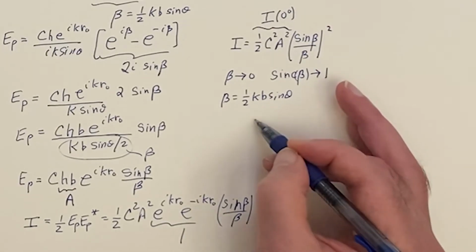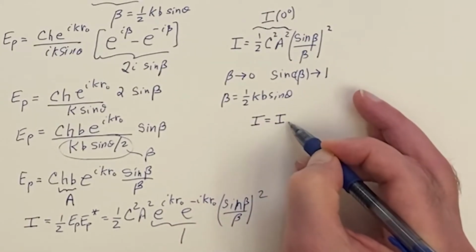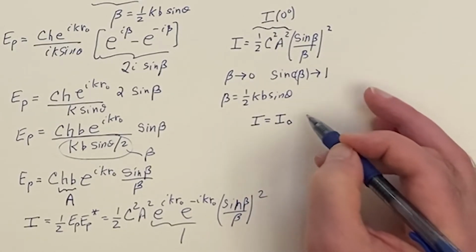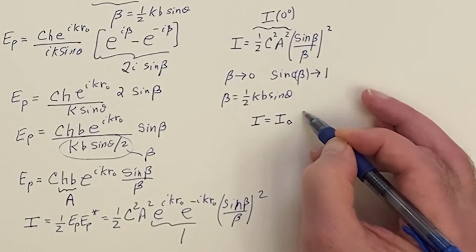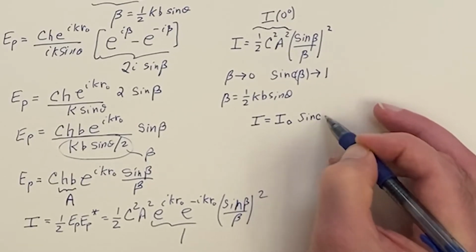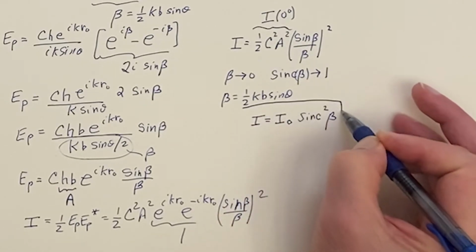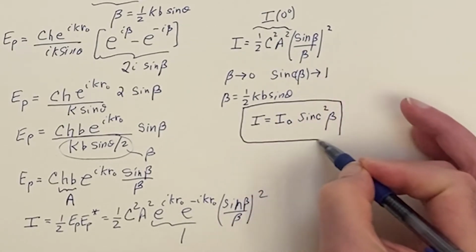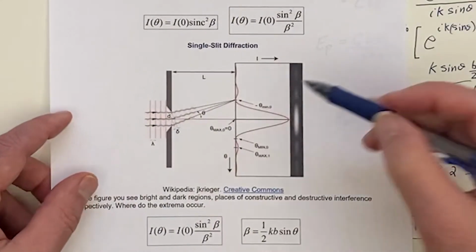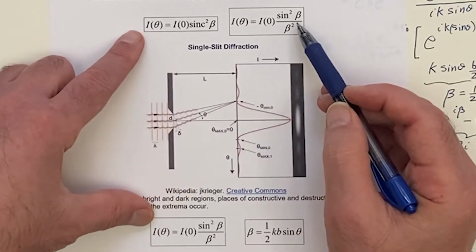So we got it. I is I naught, that's when theta is going to be 0. And we can write this as the sinc squared of beta. That's it. That's what happens at the screen. So here we have it. You can write it in these fashions like this.